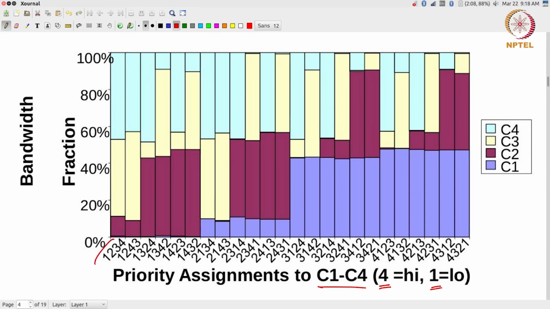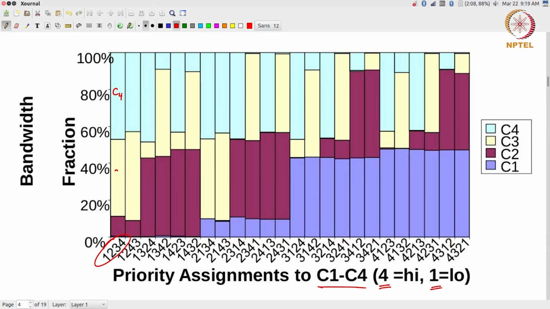So let's just look at this particular example. The first case, the priority assignments are 1, 2, 3, 4. So in other words, C1 has priority 1, C2 has priority 2, C3 has priority 3, and C4 has priority 4. So C4 has the highest priority, and as you can see, ends up getting almost all of the bus. Okay? Well, or rather, C4 is able to transfer a large amount of data.